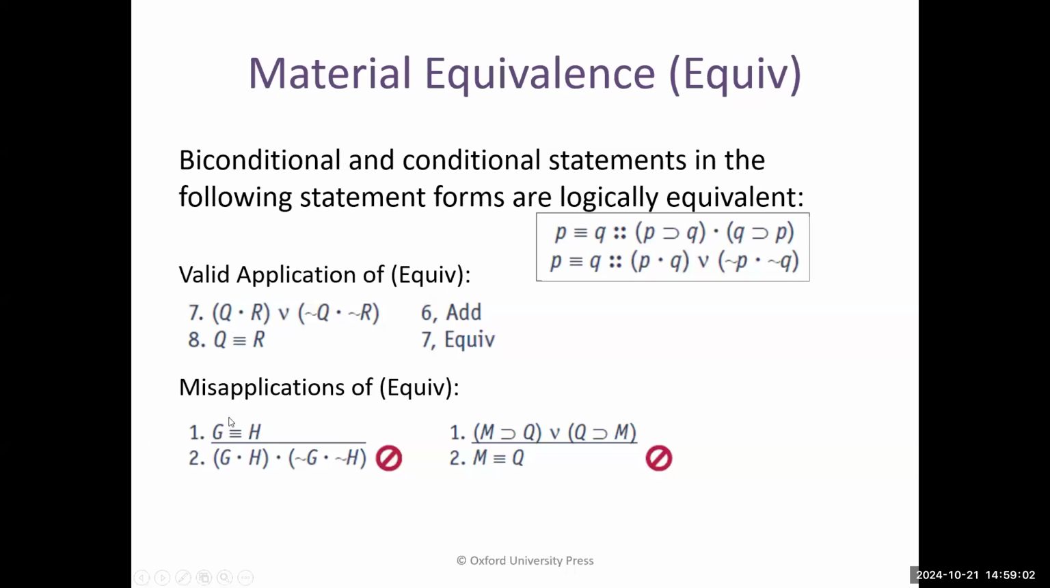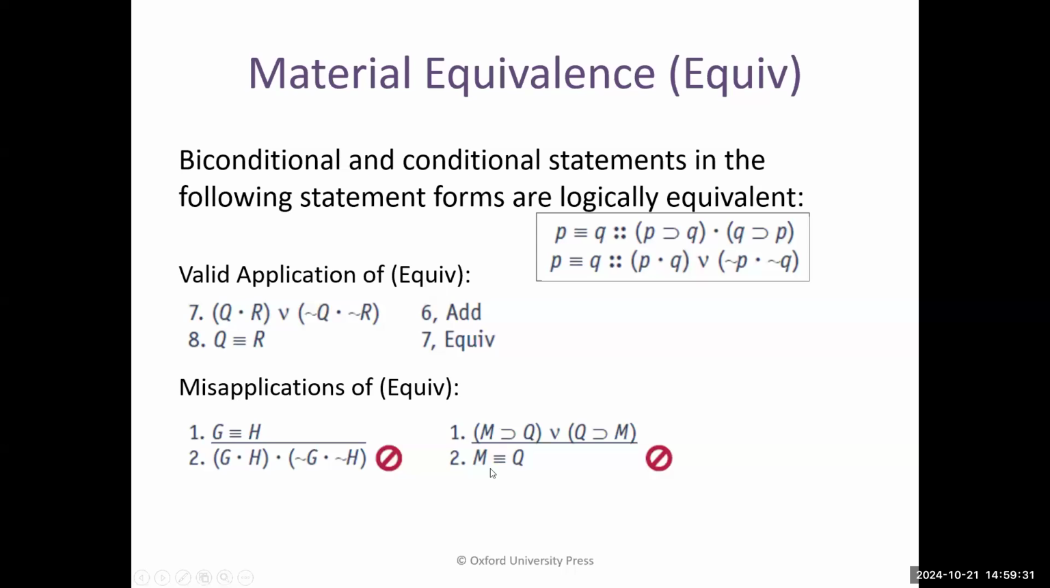Misapplications: you've got G if and only if H, and they said G and H, and not G and not H. What did they screw up? That's right, the main operator here, the dot that's outside the parentheses, should be a wedge. It can't be a dot, because that would be crazy. It's saying they're both true and they're both false. That's a contradiction.